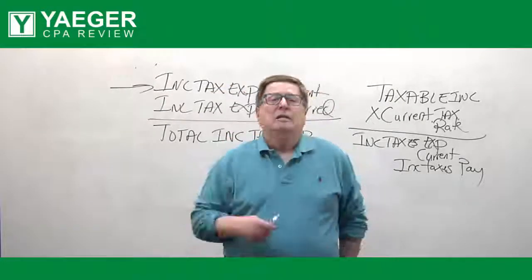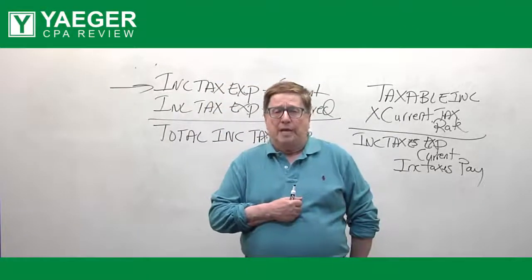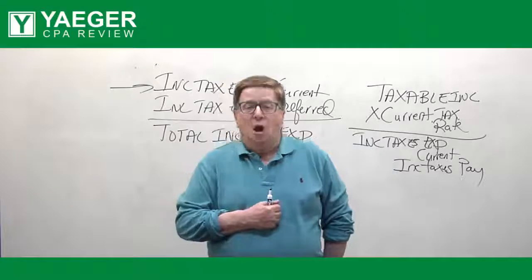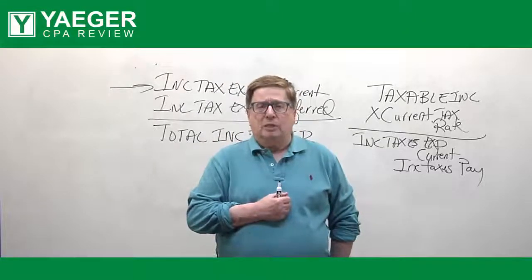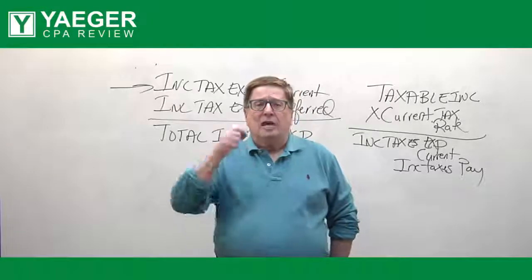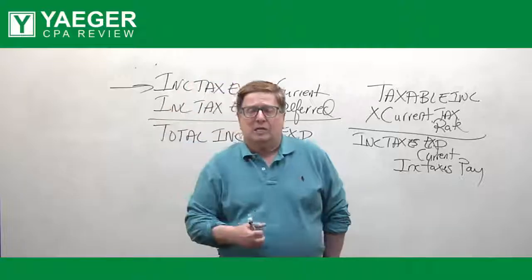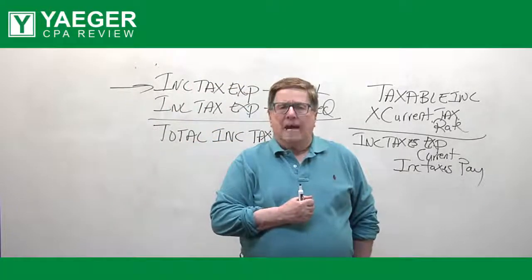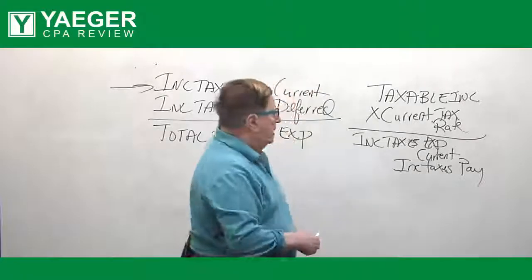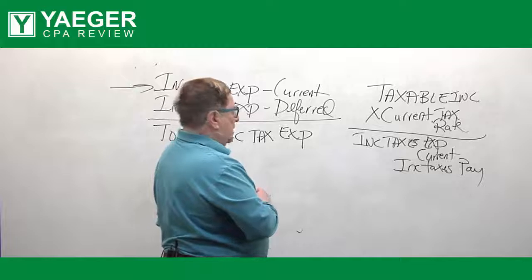And in turn, what do we do? Well, all expenses are deductible to arrive at book income. So therefore, any expenses that are not deductible on the tax return, but which were deducted on the books, have to be added back to the book income to get our taxable income. Remember that.